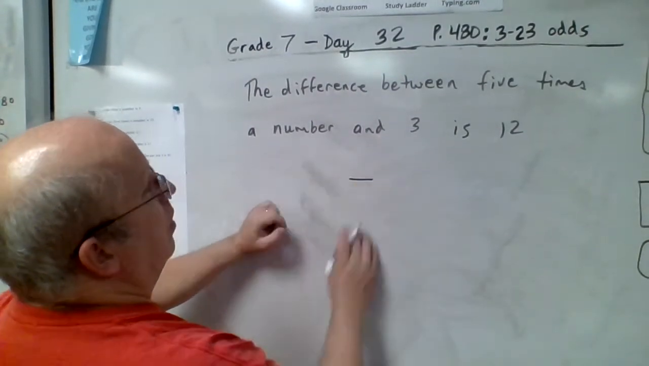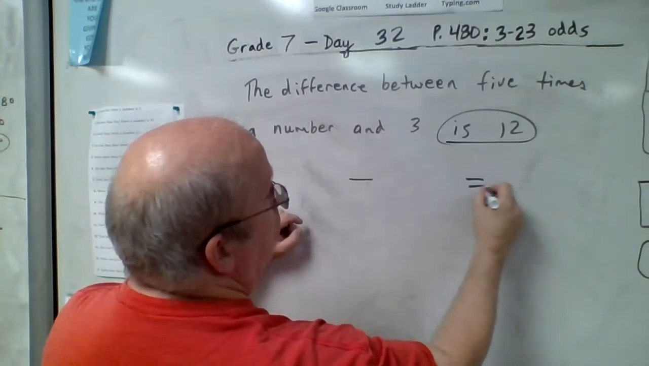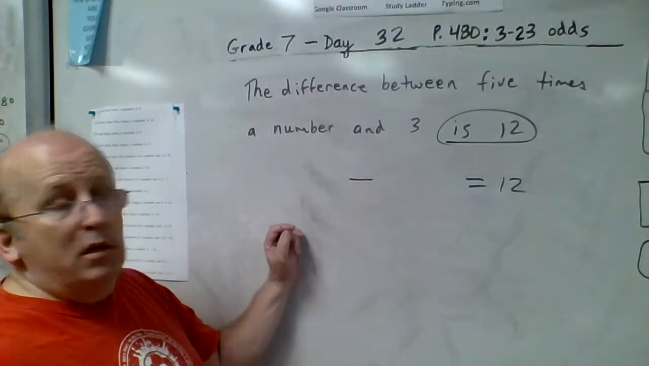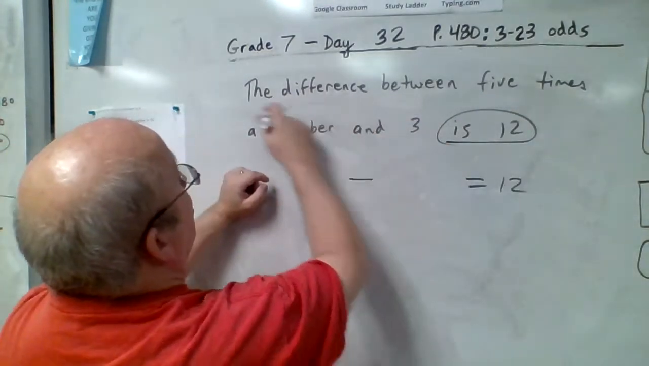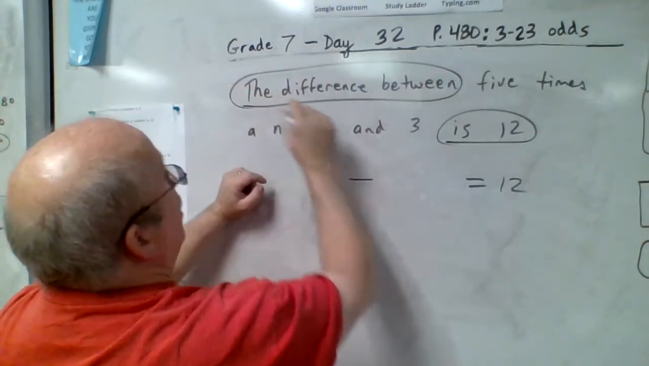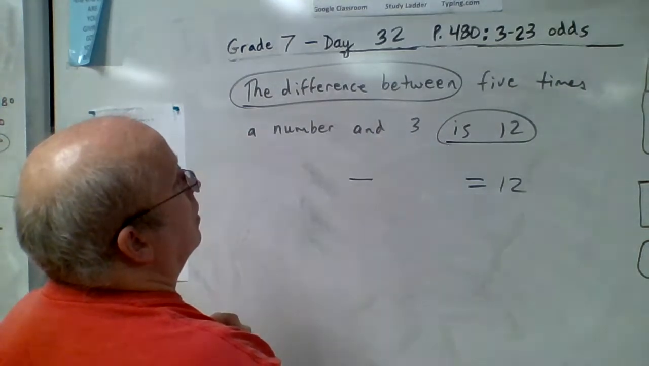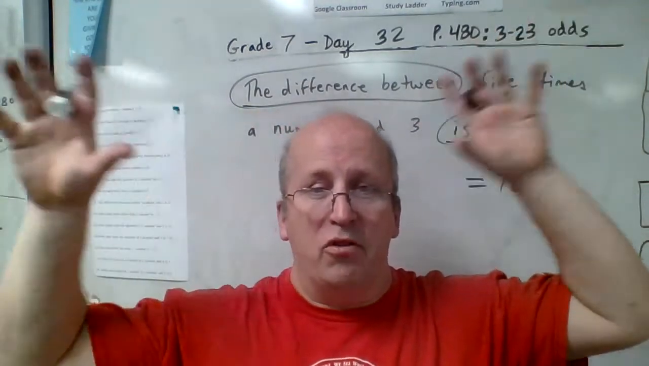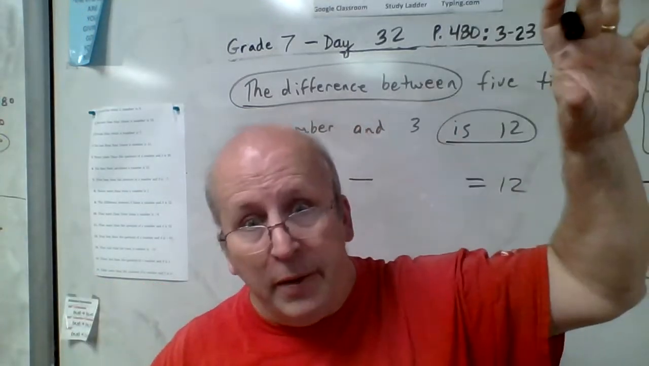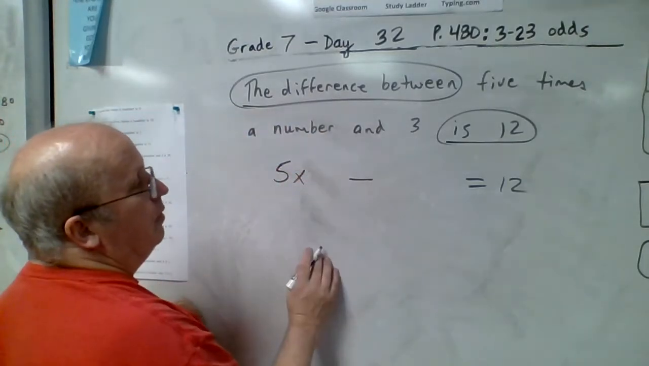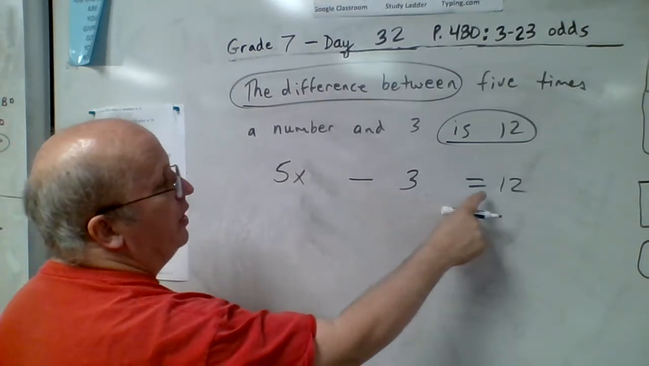Subtraction of what? I don't know. But I do know there's an is and a 12 here, right? So somewhere at the end we've got equals 12, right? Now let's take a look at what we got left. 5 times a number, because we've already talked about this, right? 5 times a number and 3. Oh. Do you see how there's 2 numbers being talked about there? 5 times a number and 3. The difference between 5 times a number and 3 is 12.